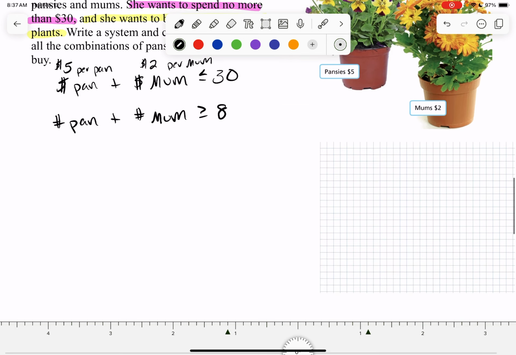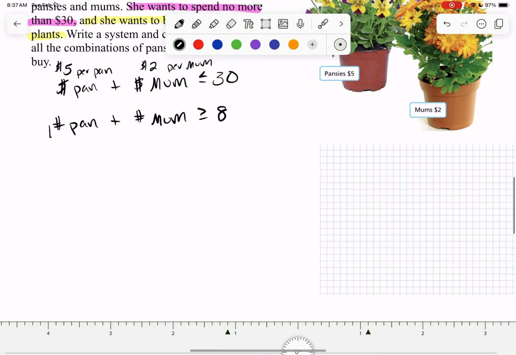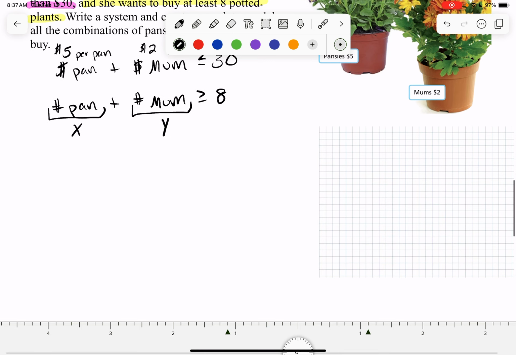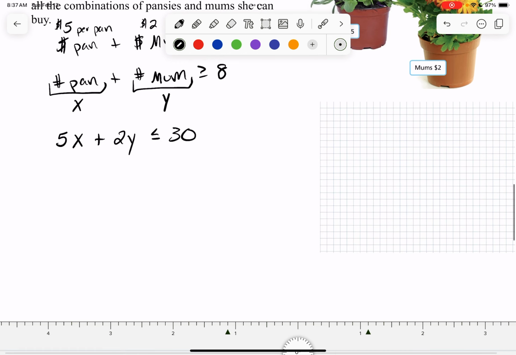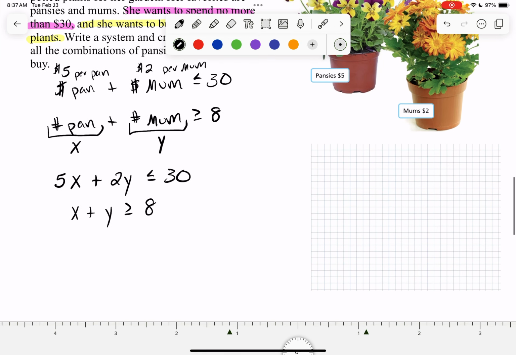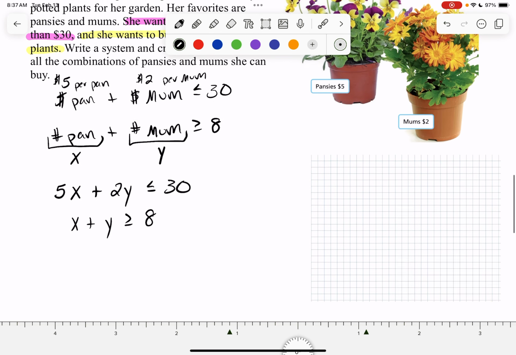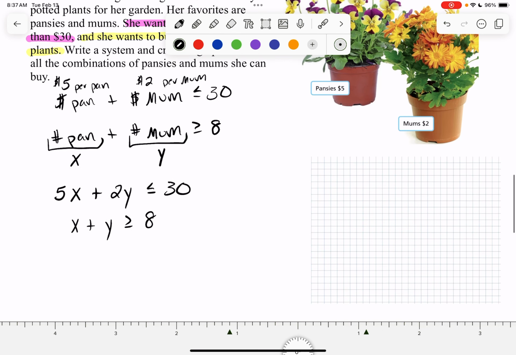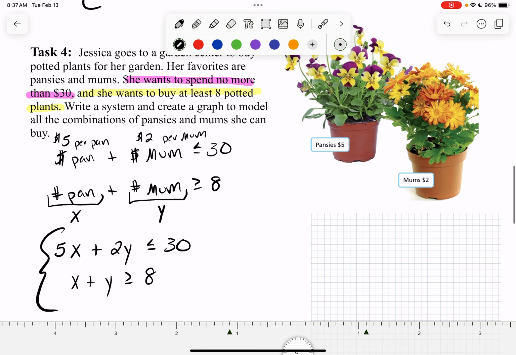So if I define my variables, if we want to stick with x and y, let the number of pansies be x and the number of mums be y. Again, define your variables. Then that first equation becomes 5x plus 2y has to be less than or equal to 30. And the second equation, because x plus y has to be greater than or equal to 8. Okay, so there are my two equations. So we want to write a system. There, we wrote our system. There's our system of equations right here.